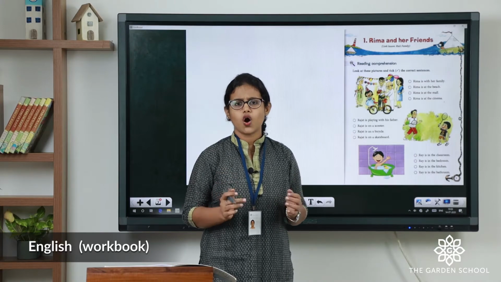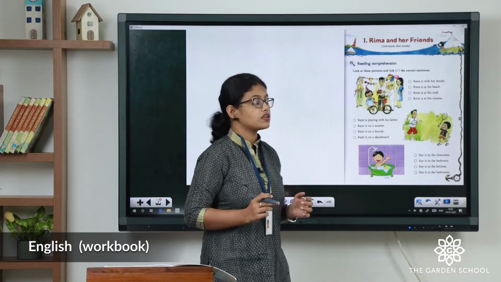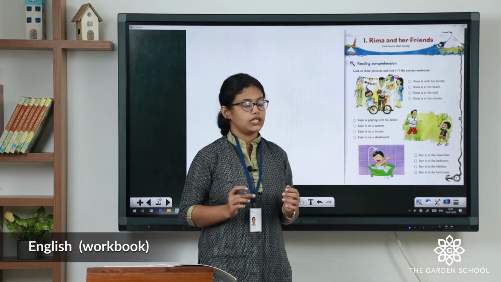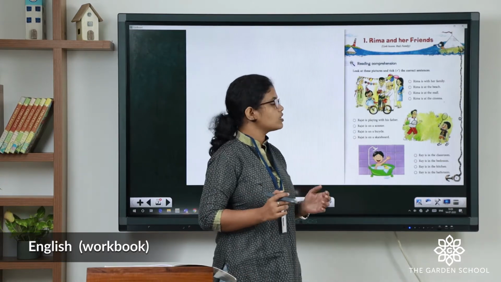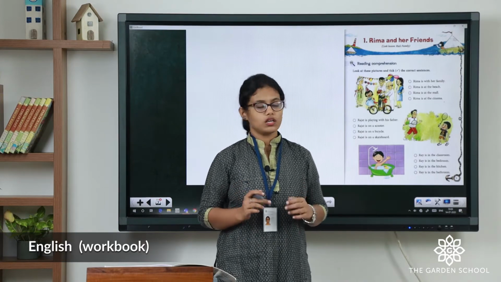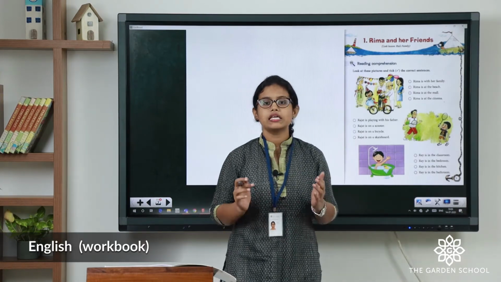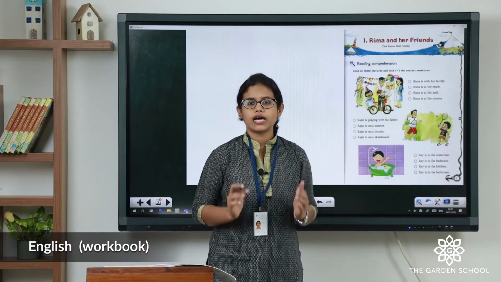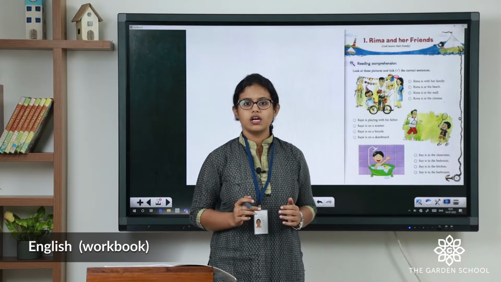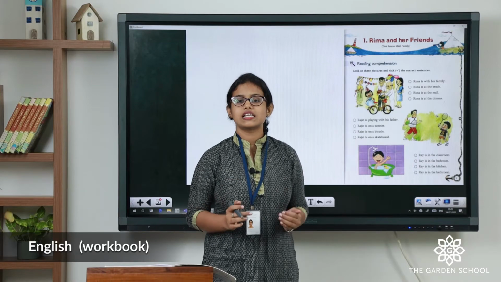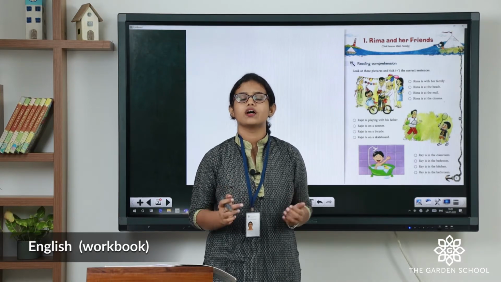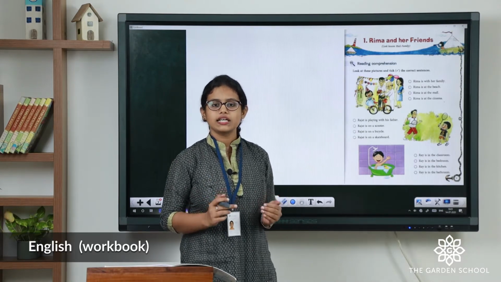So now let's read the options. The first one, Rima is with her family. Second one, Rima is at the beach. And the third one, Rima is at the mall. And the fourth one, Rima is at the cinema. So what is the correct sentence for this picture? Rima is with her family. So this little girl is celebrating her birthday with her family. So we can tick the first one.